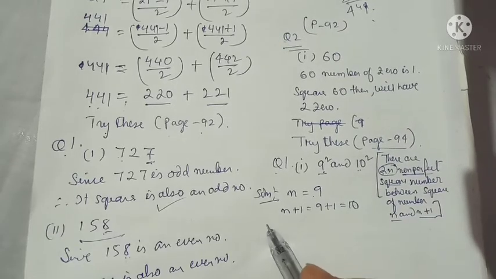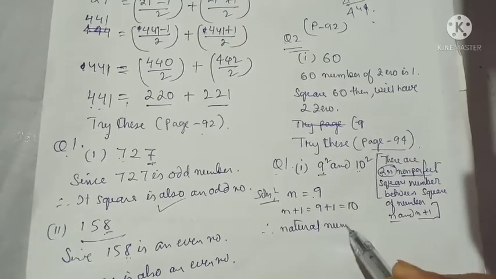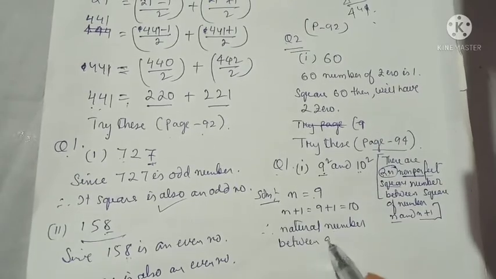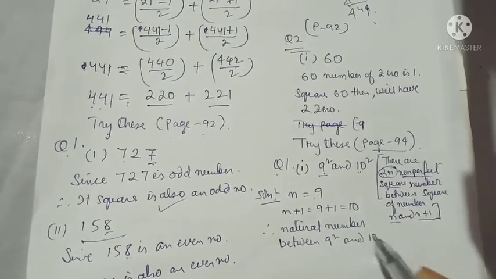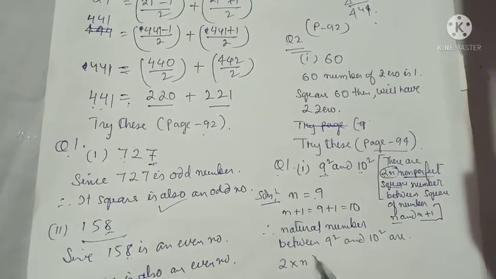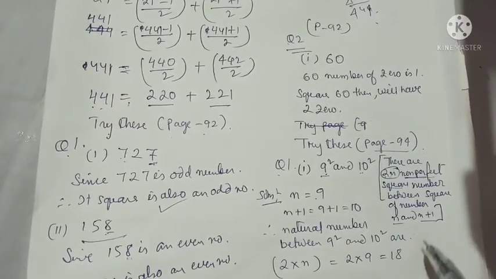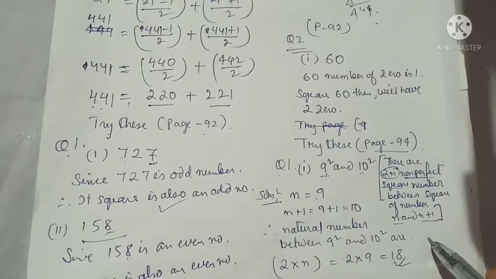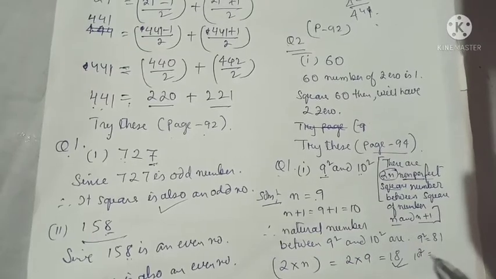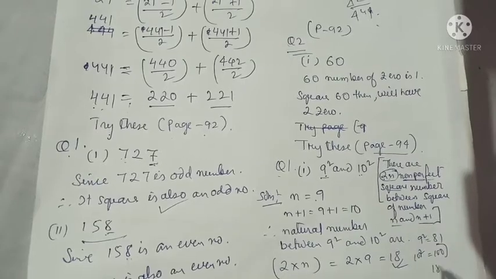So therefore the natural numbers between 9 square and 10 square are 2 into n. That means 2 into 9, that is 18. The answer is 18. If you count here, 9 square is 81 and 10 square is 100. If you count here also, there will be 18 natural numbers.